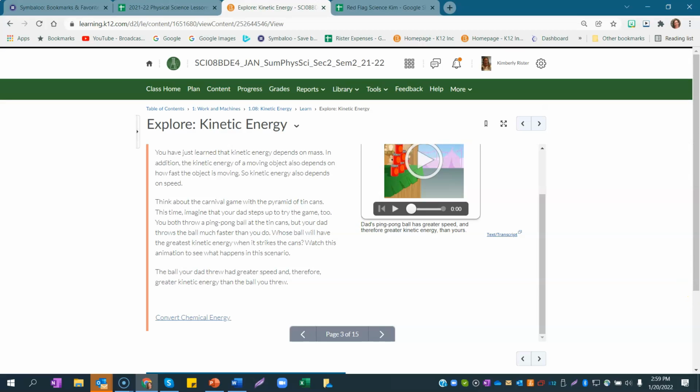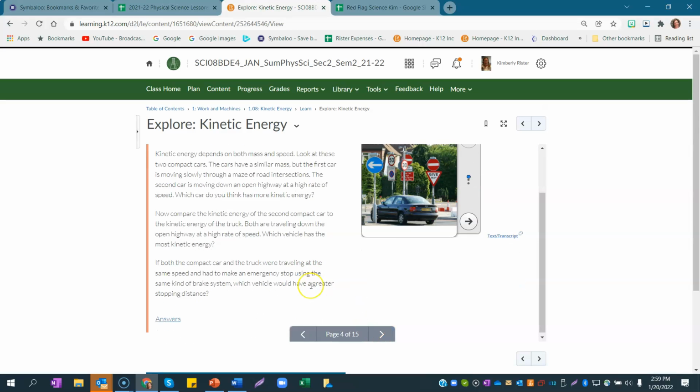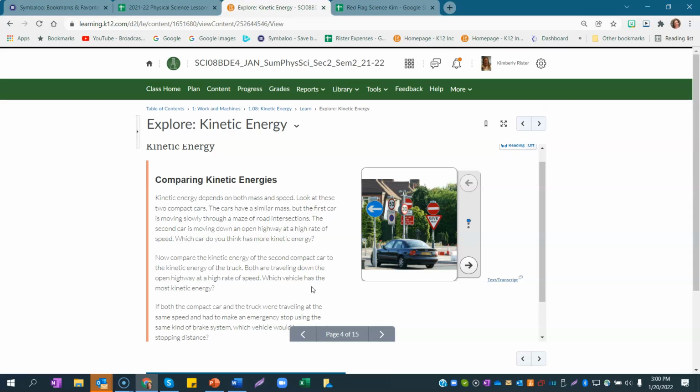And then, how do you calculate kinetic energy? We have not read that yet, so that is guiding question number 3. And so we're comparing the different kinetic energies. It depends on mass and speed.